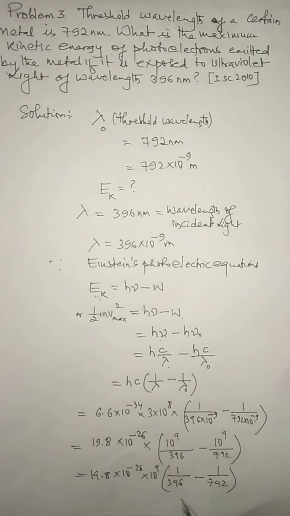Okay, now inside the bracket there is the expression you can see. So the expression is what? 1 by 396 minus 1 by 792. But for this denominator, 396 and 792, LCM we can take. You know what is the LCM of 396 and 792? 792 only, because 792 is double of 396. So children, I have taken LCM 792.